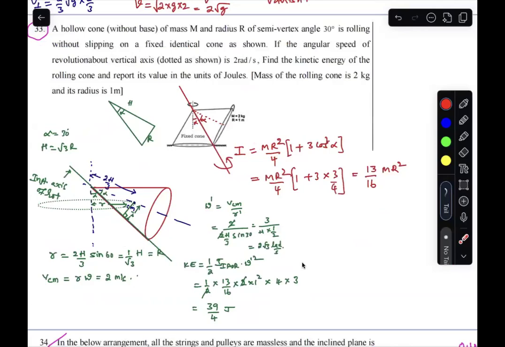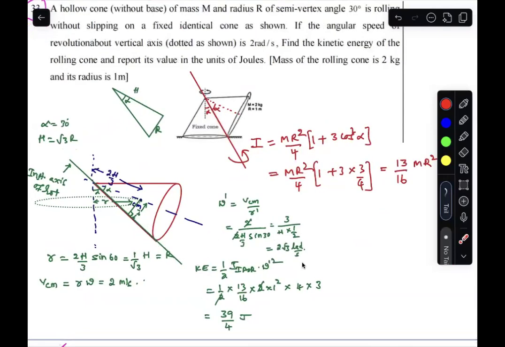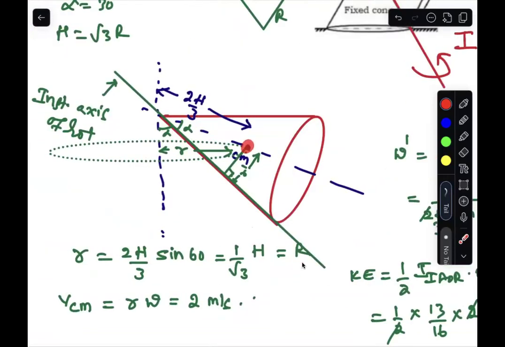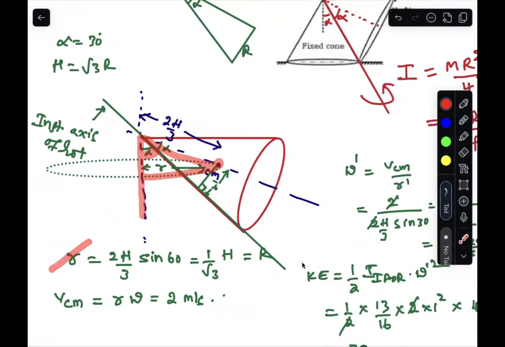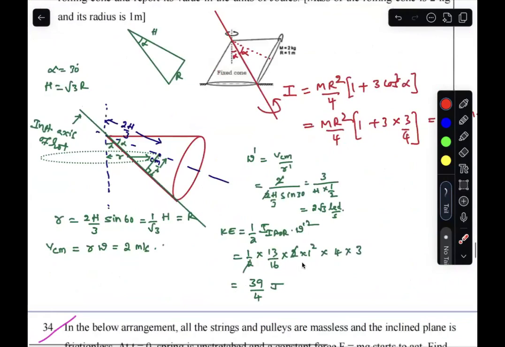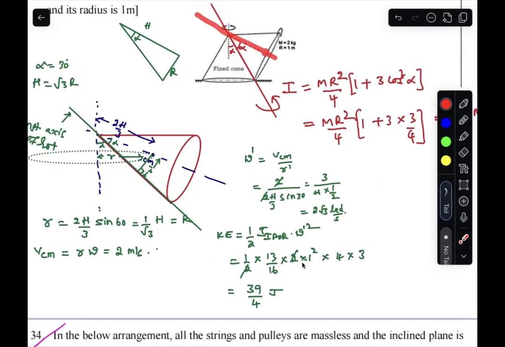Now what I have done, I will explain clearly. Here you see this is the center of mass of the cone. With respect to this axis, the center of mass is 2h by 3 from here. So I took a circle of radius r, and I know this angle is 60 degrees. From this, I have determined r. I got r as almost capital R, the radius of the base. Now VCM is equal to r omega, which is 2 meters per second. Done. Next, I want omega dash. I'll explain how I will get it.